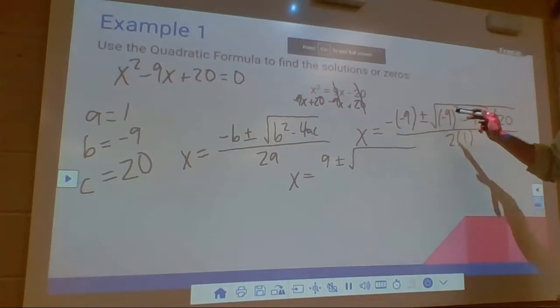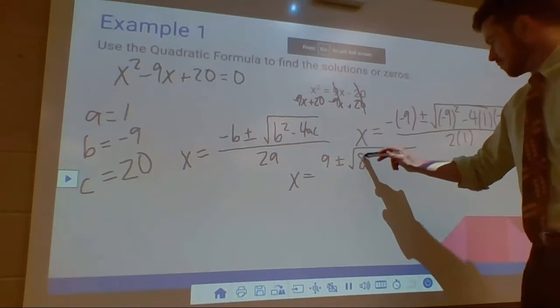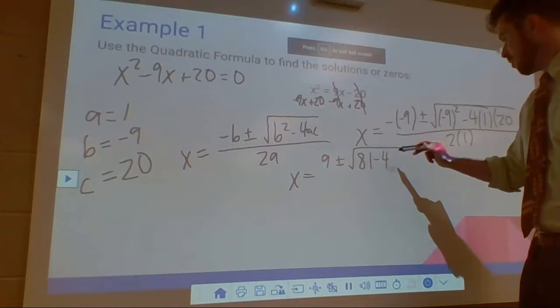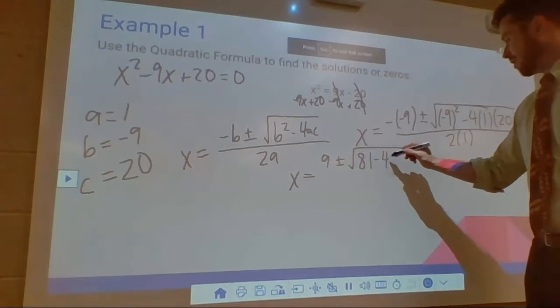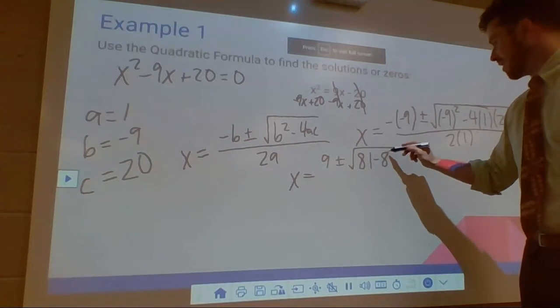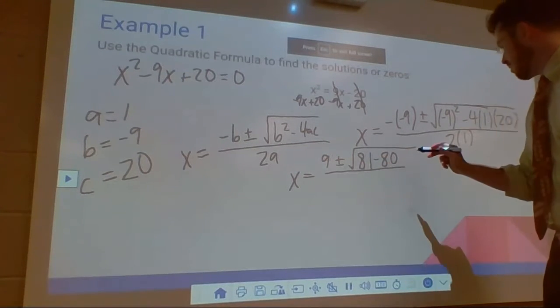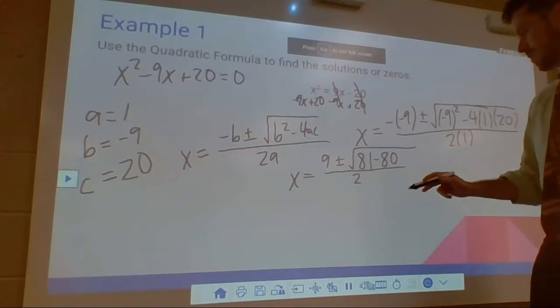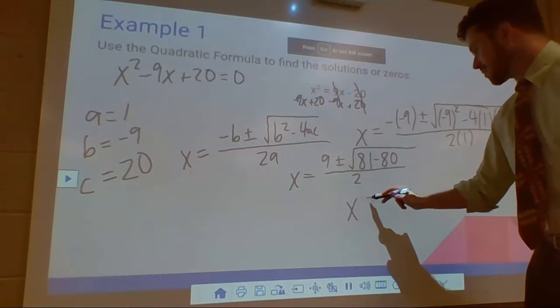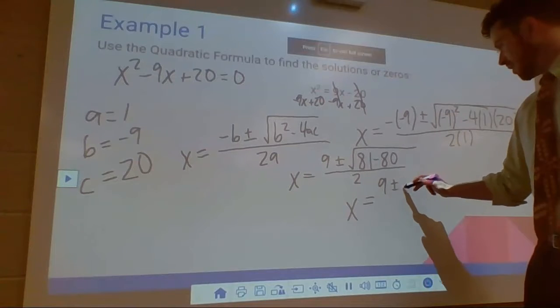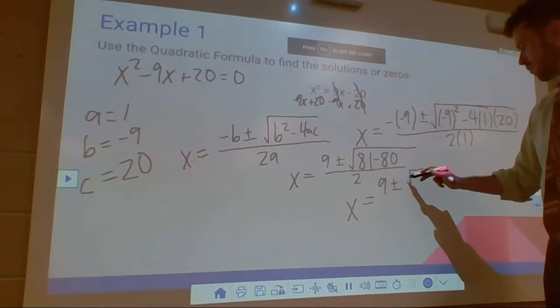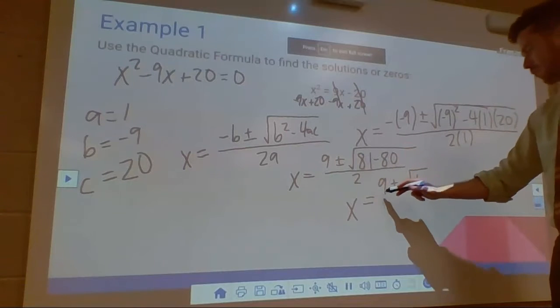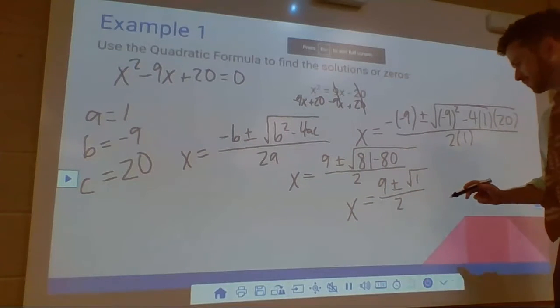Alright, so negative 9 squared is 81 minus 4 times 1 times 20, and I forgot to put the c right there. 4 times 1 times 20 is 80. So I'm going to say 81 minus 80 all over 2 times 1, which is just 2. So x equals 9 plus or minus. Now the square root of 81 minus 80, well, that's the square root of 1. 81 minus 80 is 1. And then divide that by 2.